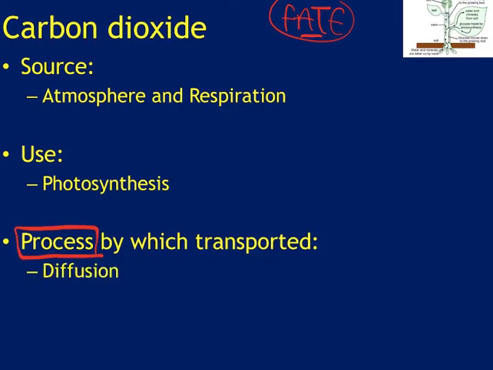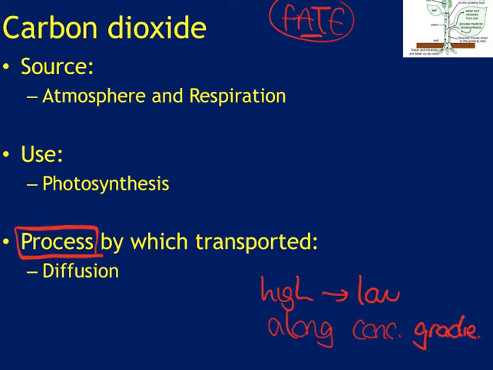So at this point you should be saying in your head, okay, what's my definition of diffusion? It's the spreading out of molecules from a region of high concentration to a region of low concentration, and that is along the concentration gradient. And if it moves from high to low, in terms of type of transport, it is passive transport. So we are making loads of links to Form 4 content as we go through this topic.